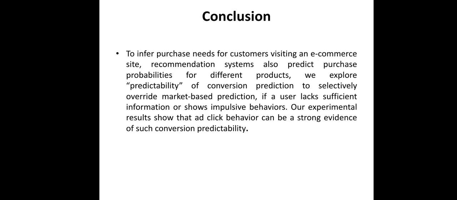Conclusion: to infer purchase needs for customers visiting an e-commerce site, recommendation systems also predict purchase possibility for different products. We explore the predictability of conversion prediction to selectively override market-based prediction. If a user lacks sufficient information or shows impulsive behavior, our experimental research shows that ad click behavior can be strong evidence of such conversion predictability.